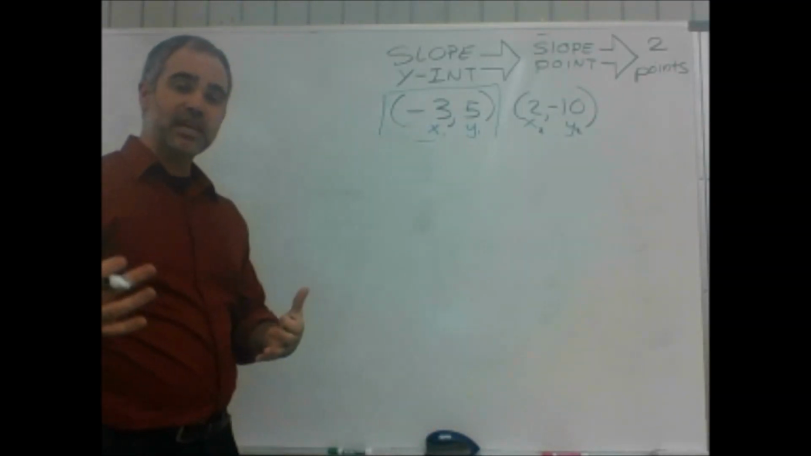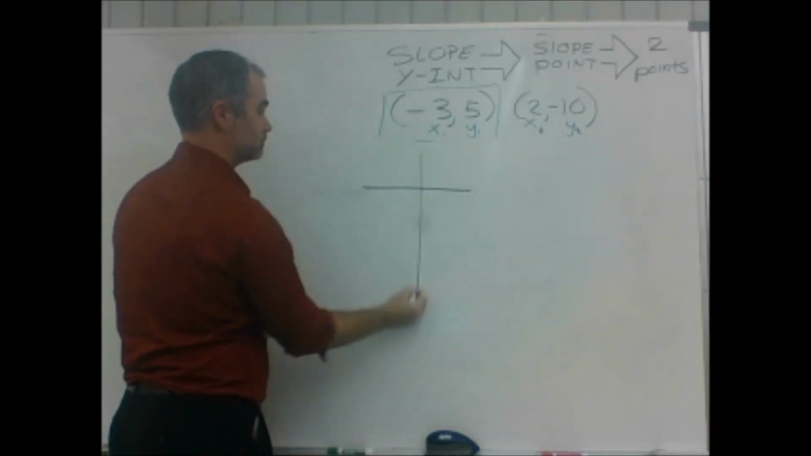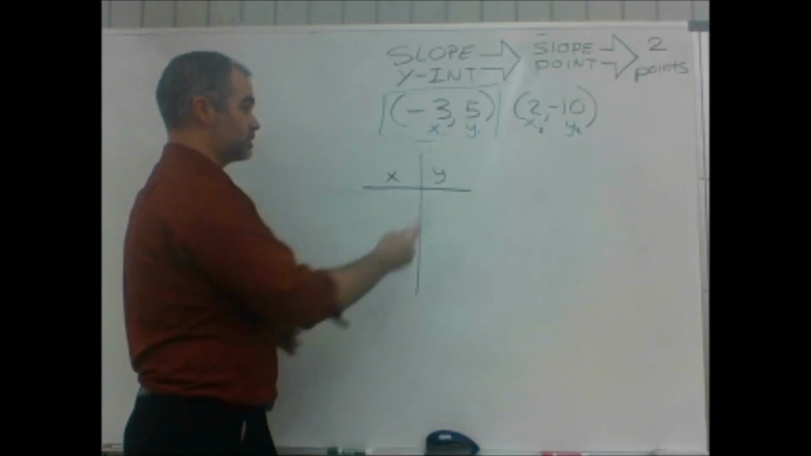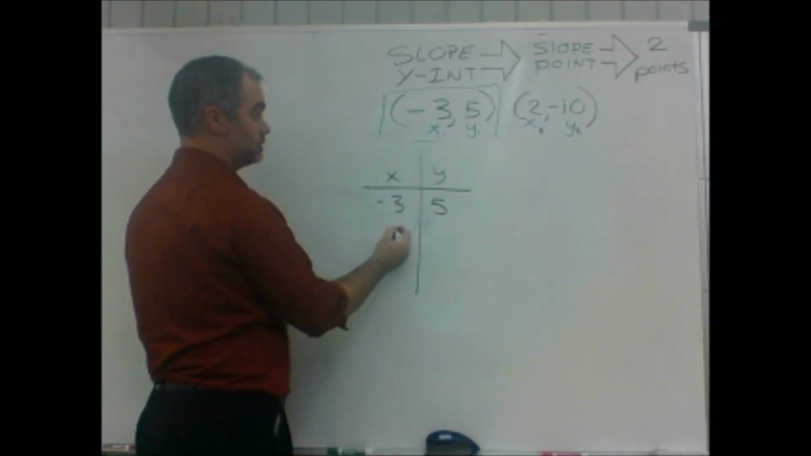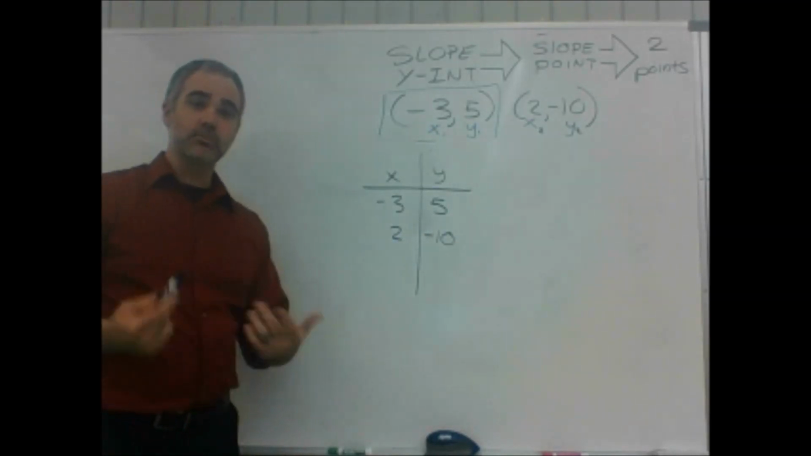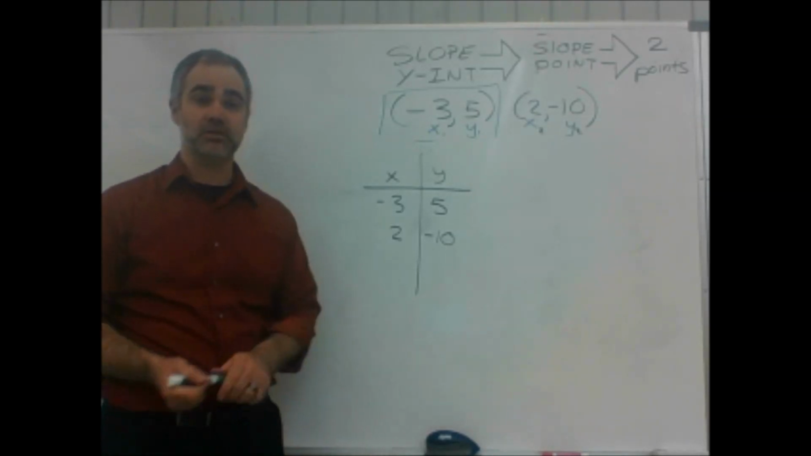All right, so we're going to make a table here. You can plot these points in a table. So x and y, you can do this. So I would say x is negative 3, y is 5, x is 2, y is negative 10. And when you're finding slope from a table, it's really easy. It's a lot like graphing, but you don't actually have to draw any pictures.